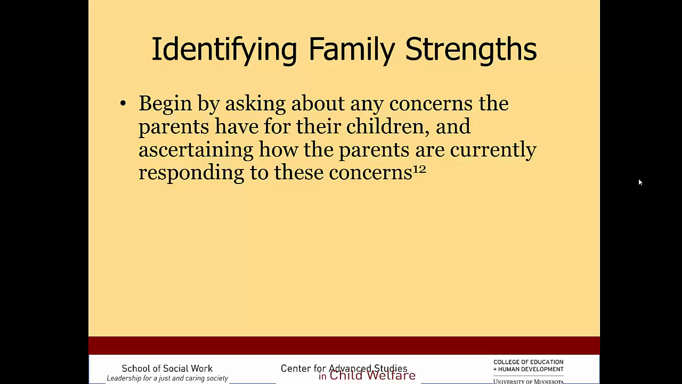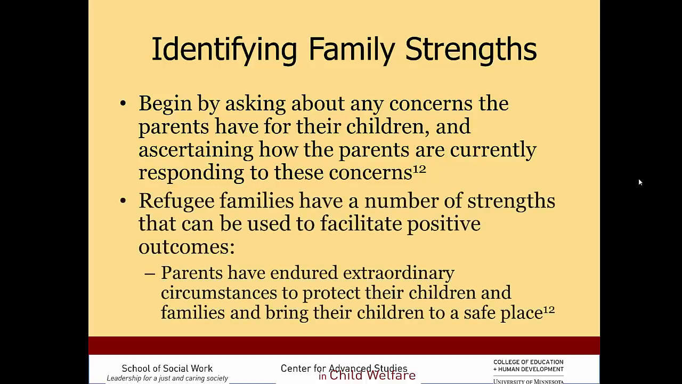In order to identify family strengths, child protection workers can begin by asking about any concerns the parents have for their children and ascertaining how the parents are currently responding to these concerns. Refugee families have a number of strengths that can be used to facilitate positive outcomes. For instance, parents have endured extraordinary circumstances to protect their children and families and bring their children to a safe place. Child welfare workers can recognize and reinforce these strengths with the parents with whom they work.